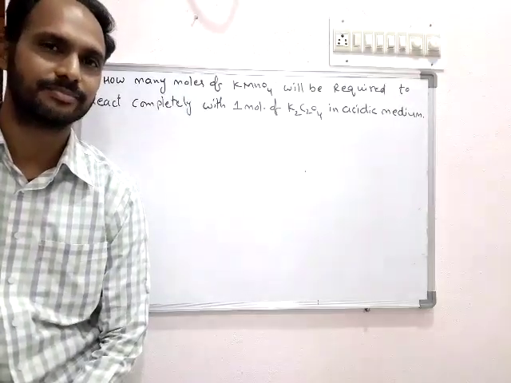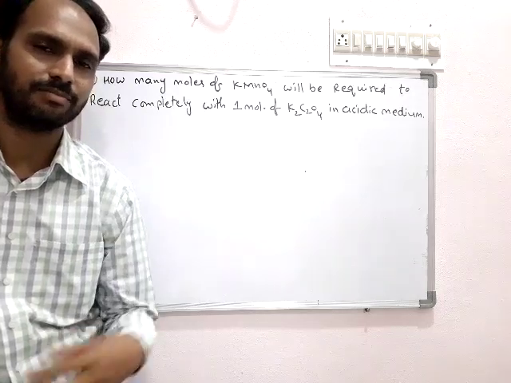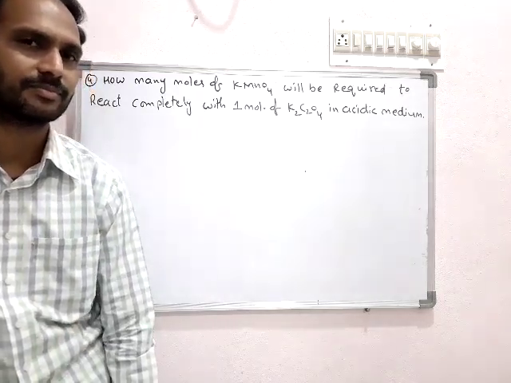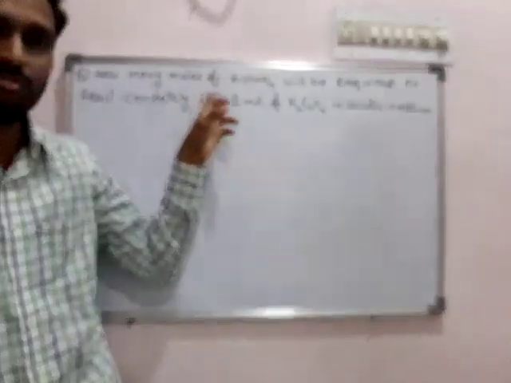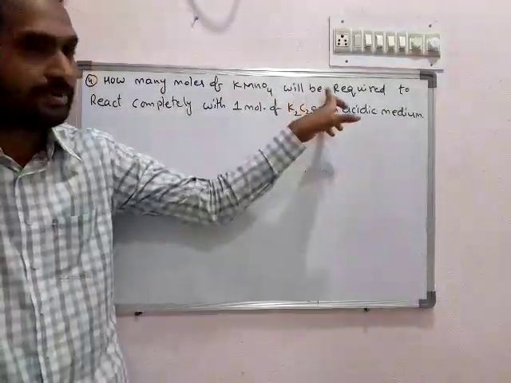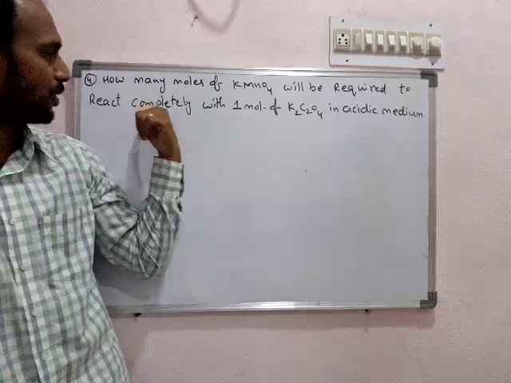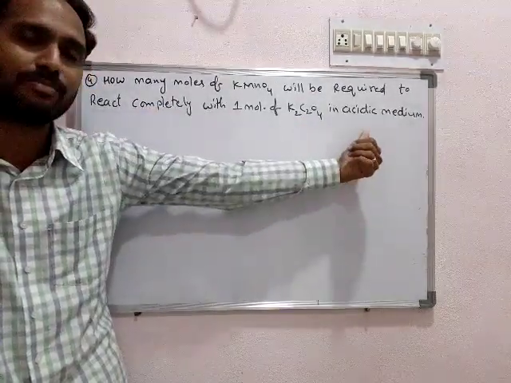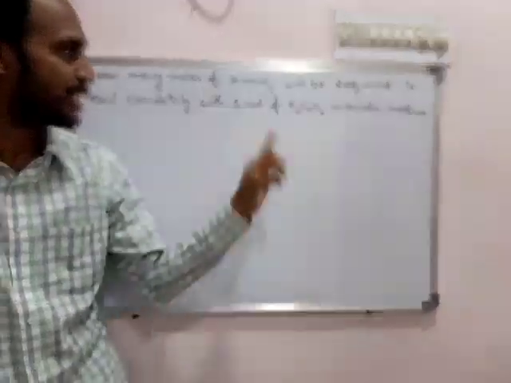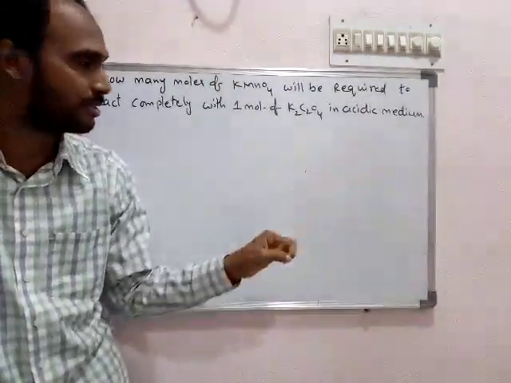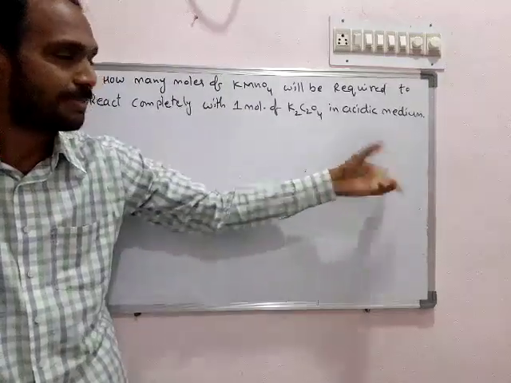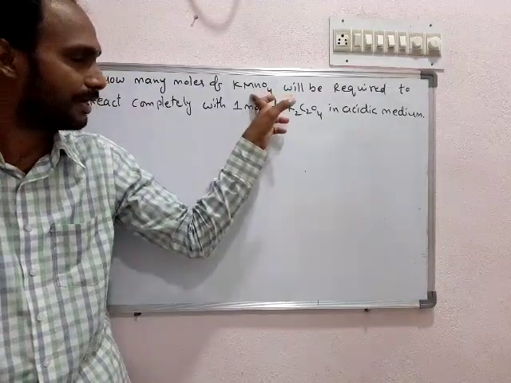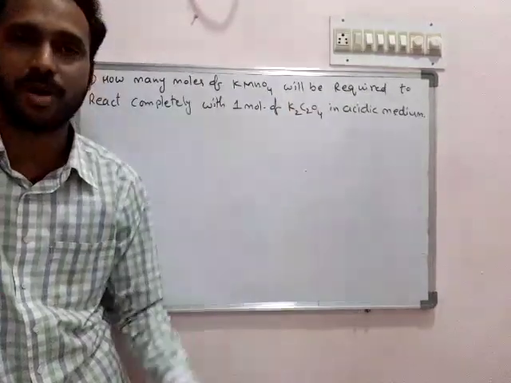See the next one. It is somewhat different from the earlier 3 problems. How many moles of potassium permanganate will be required to react completely with 1 mole of potassium oxalate in acidic medium? So potassium permanganate in acidic medium, we know that. Oxalate in acidic medium also changes, we know that. Here also the potassium permanganate completely oxidizes the potassium oxalate.